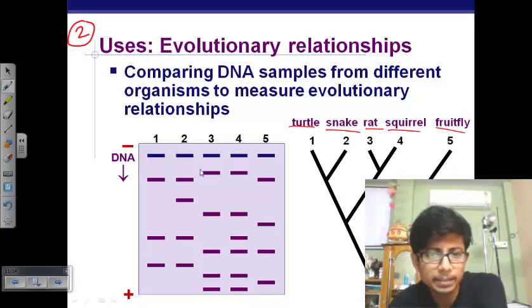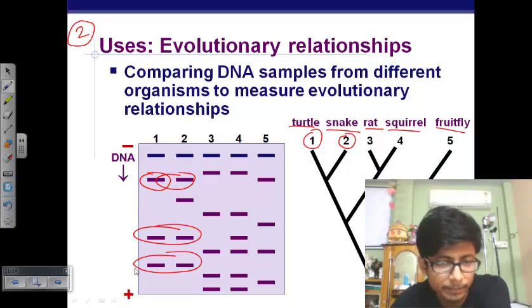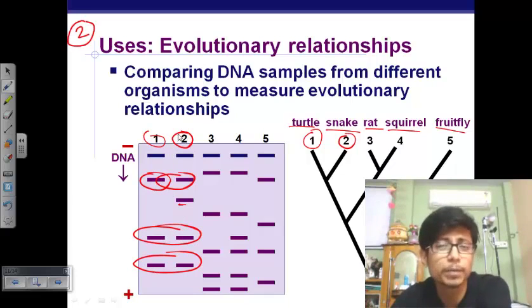So as you can see here by looking at these images, but why and how can we tell that? Let's say this 1 and 2. If we compare 1 and 2, you will find most of the similarity, same region, same, only one slight difference. So definitely 1 and 2 must have originated from a single ancestor, and that's what is going on here.